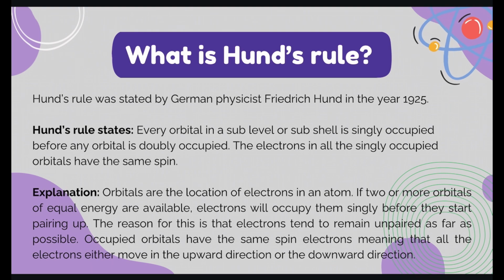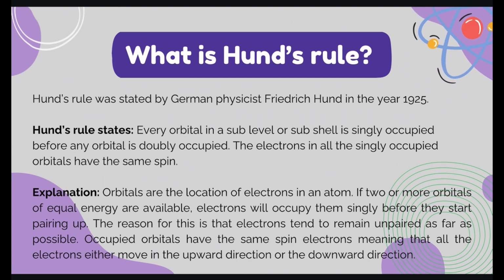Explanation: orbitals are the location of electrons in an atom. If two or more orbitals of equal energy are available, electrons will occupy them singly before they start pairing up. The reason for this is that the electrons tend to remain unpaired as far as possible. So what does it mean? It means all the orbitals get filled by one electron in each. Electrons will not start pairing up unless all the orbitals get filled. And singly occupied orbitals have the same spin electrons.